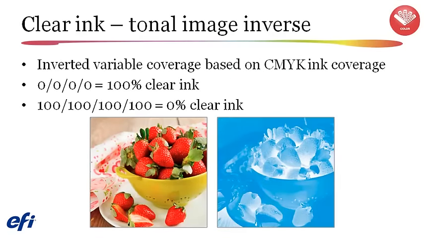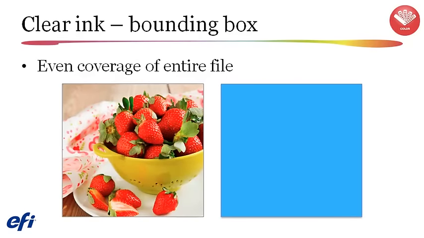Tonal image inverse reverses this process. With this mode, if the pixel data in the image is 0000 CMYK, full clear ink will be used. And if the pixel data is 100-100-100-100, no clear ink will be used. Again, any values in between these two extremes will use a proportionate amount of clear ink. Finally, if the bounding box option is selected, FireEXF will generate a clear ink channel with full, even clear ink coverage over the entire graphic to the edges of the bounding box. The coverage can be modified by changing the percentage value in the ink coverage window.